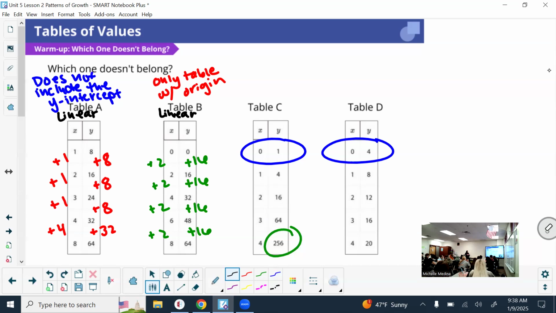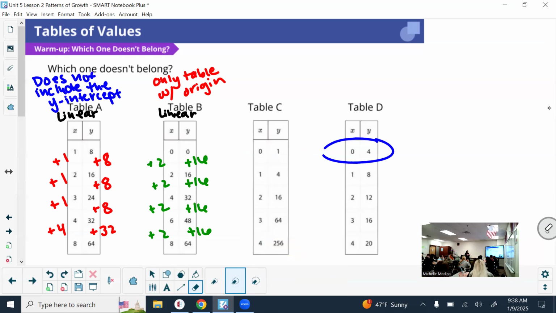Now, table C, there is a consistent pattern in the x's. They're each increasing by 1 each time. Is there a consistent pattern in the y's?